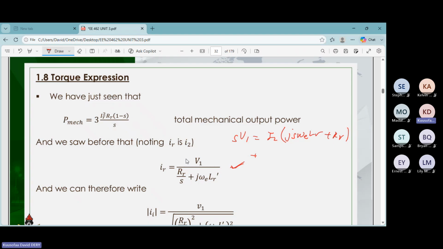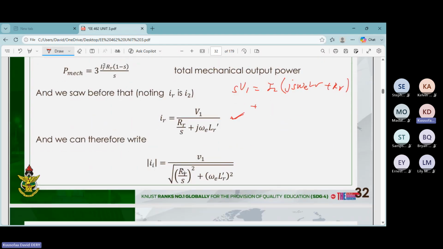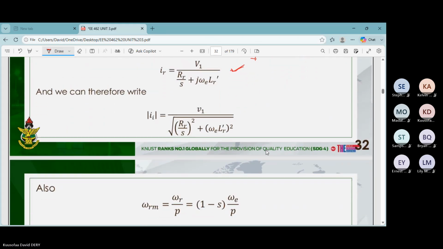circuit. So if you're interested in just the magnitude, then we know how to calculate the magnitude, which will be given by this relationship. So at any point, if you don't get anything or if I'm moving fast, please let me know so that I will take my time and explain. Okay.